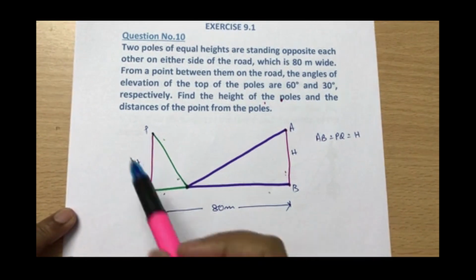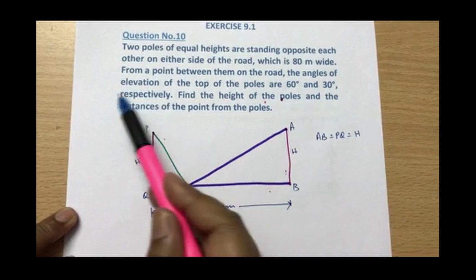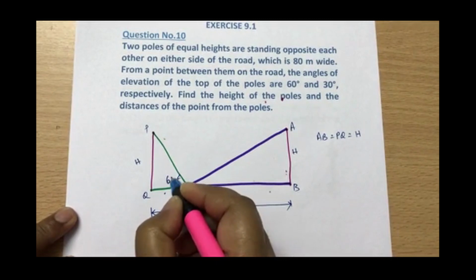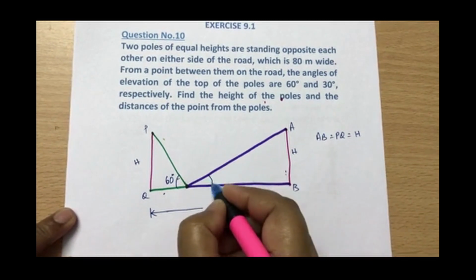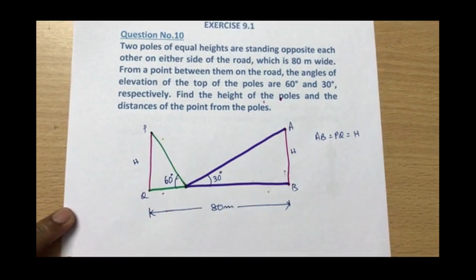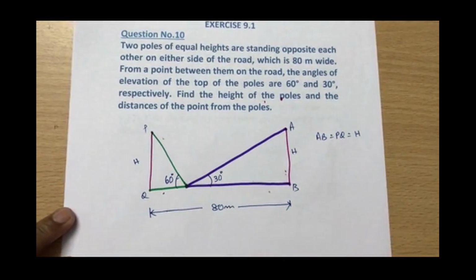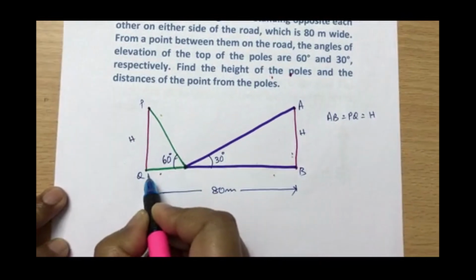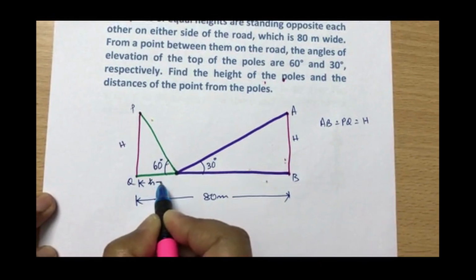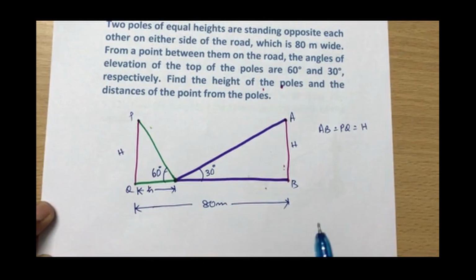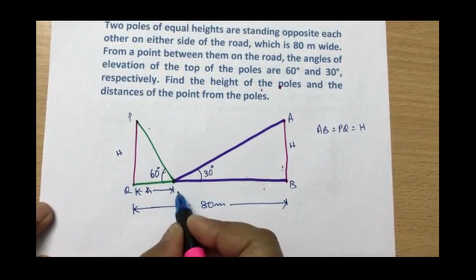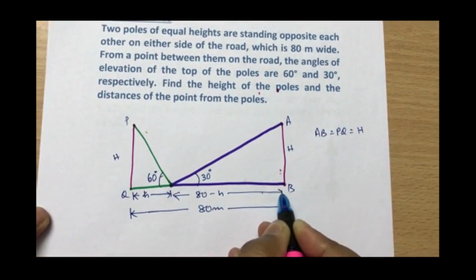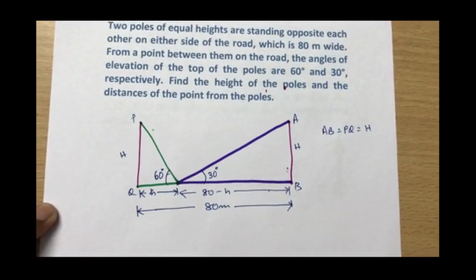That means this is your 80 meter. Clear? From a point between them on the road, the angles of elevation of the top of the poles are 60 degree and 30 degree respectively. Find the height of the poles and the distance of the point from the poles. So here I have one assumption. Let this distance be small h. If this is small h, then what will be this? Can it be 80 minus small h? Yes or no? Yes.